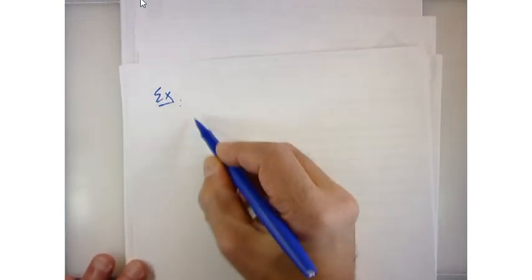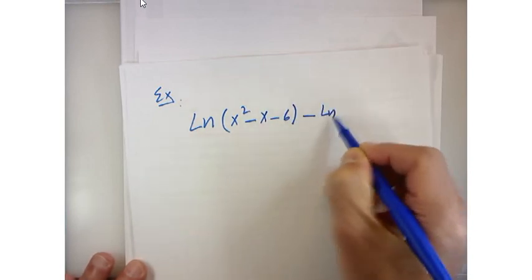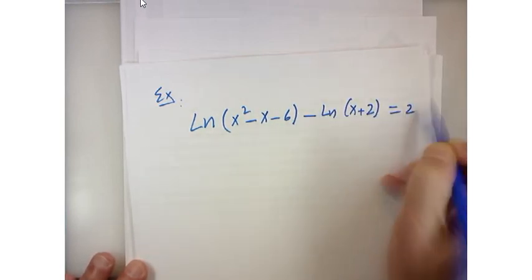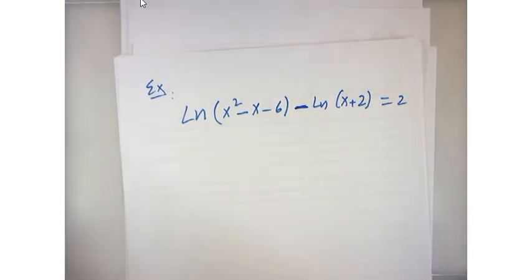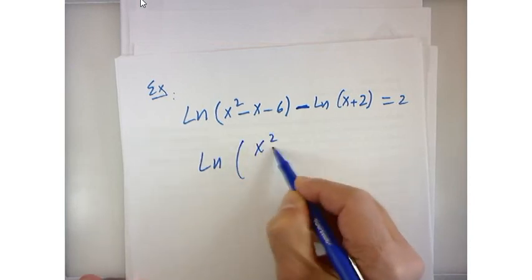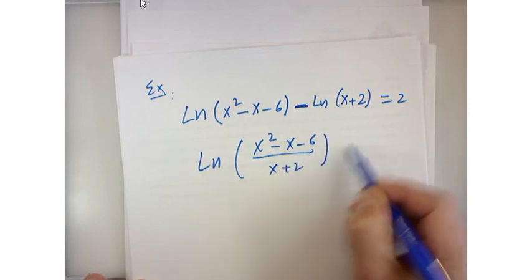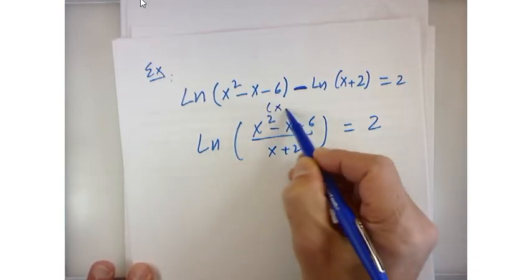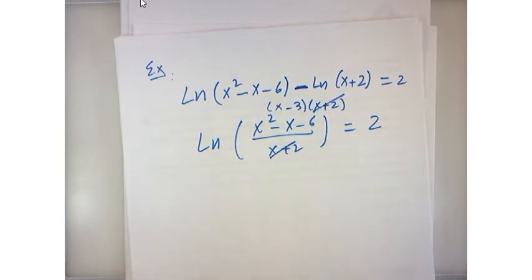Let's try another one of those where there's a constant without a log: ln of x squared minus x minus 6 minus ln of x plus 2. Again, the logs are separated from the constant. We have a minus, and that means we're using the second rule, which is the quotient rule. So you're going to do log of the top over the bottom, the plus over the minus. Now we can actually factor that, and luckily when we factor it, we can cross out x plus 2. So it's a lot easier.